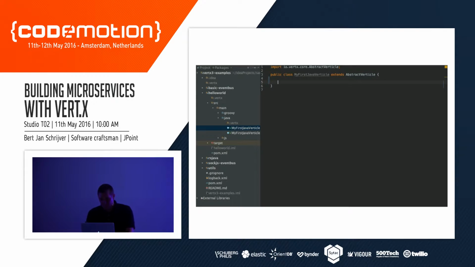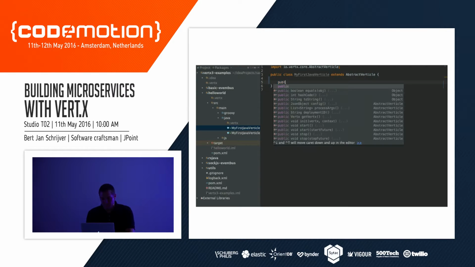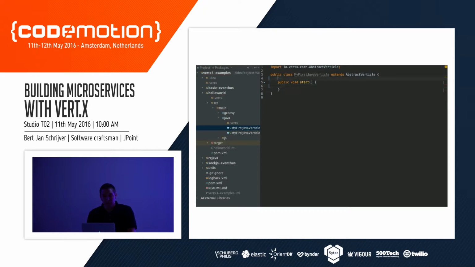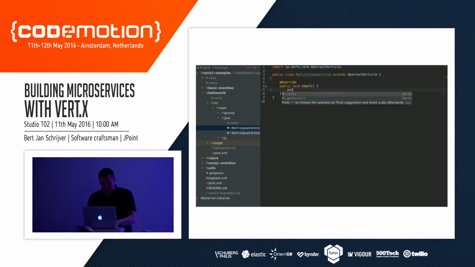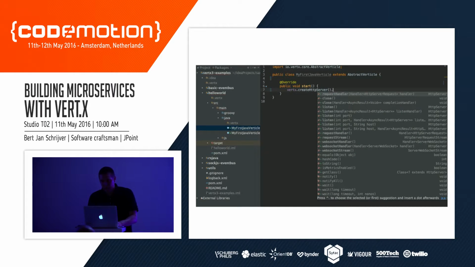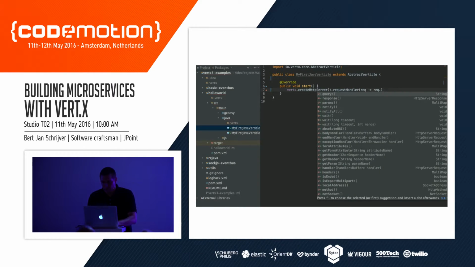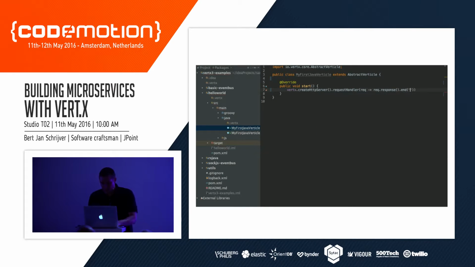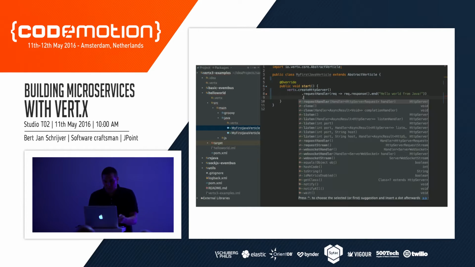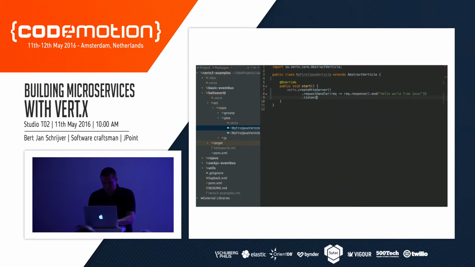So a vertical has a start method, which is called when the vertical starts. This overrides from your AbstractVerticle. And you have an instance variable called vertx where you can access the Vert.x API. So let's create an HTTP server and create a request handler that handles requests. When we get a request in, we get the response and end it by saying hello world from Java. Let me line it up a bit so it's more readable. And tell the server to listen at port 8080.